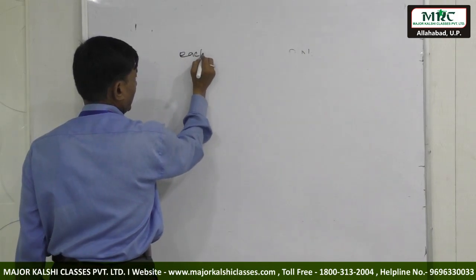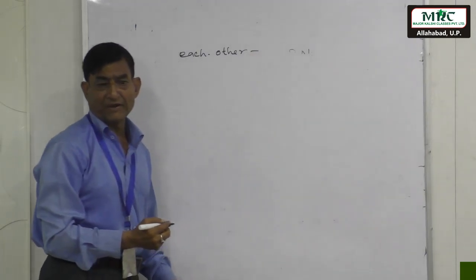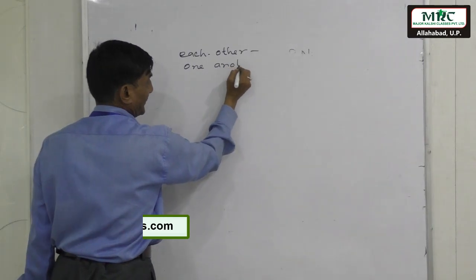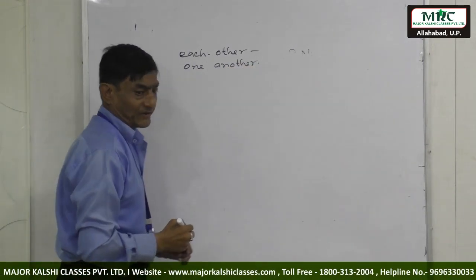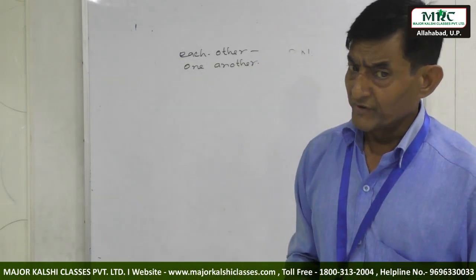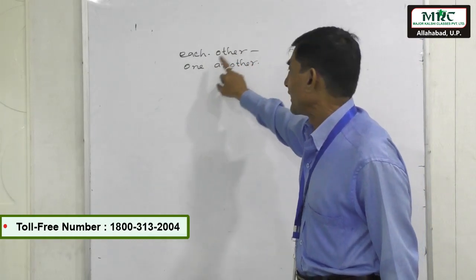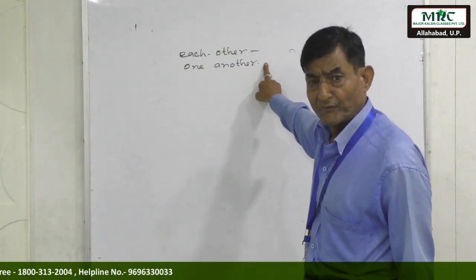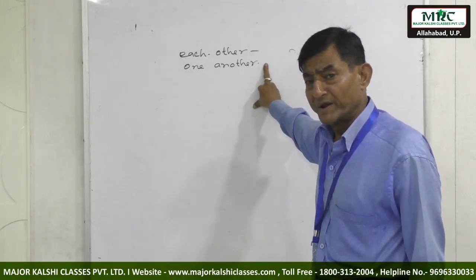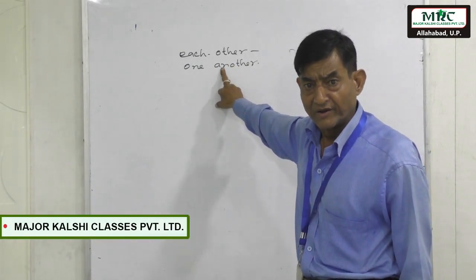Each other is always used for two persons, and one another is always used for more than two persons. It is a regularly quoted error given in your spotting error. In the examination, each other is used for more than two persons, and one another is used for two persons. It has to be taken care how many persons are there, and accordingly the use of these should be decided.